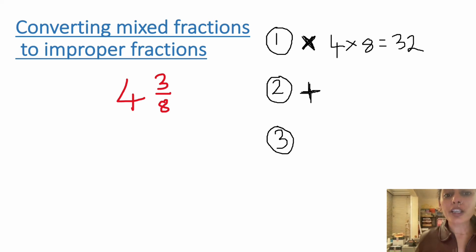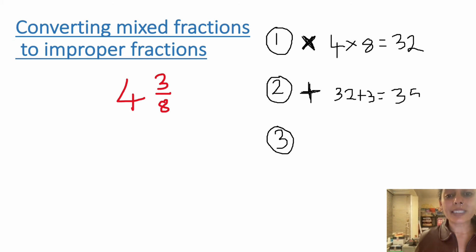And then we're going to add the numerator. So we combine now 32 and you add that to the numerator, which is 3. And 32 plus 3 is, yes, it's 35. So I can put that down, 35.